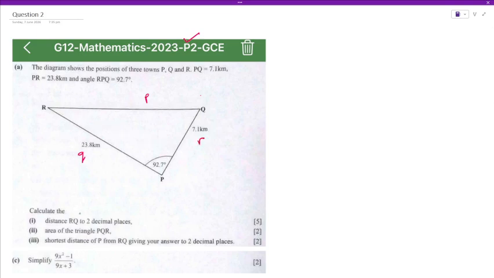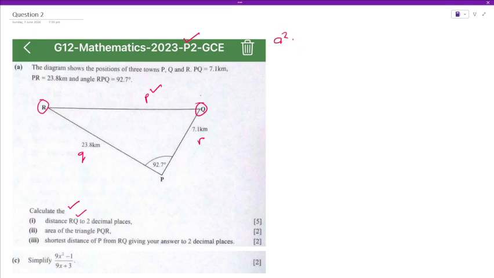And now what are they asking us to find? Calculate the distance RQ to two decimal places. RQ. Where is R? R is here and Q is there. So they want us to find the distance P. We come up with our formula.